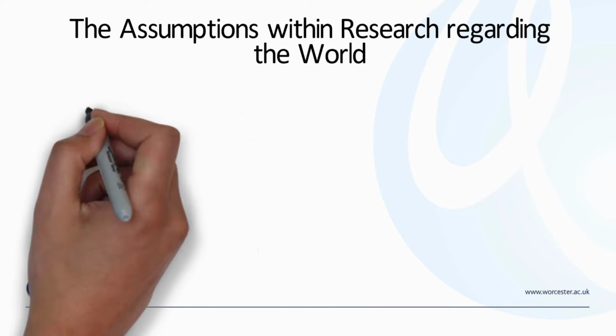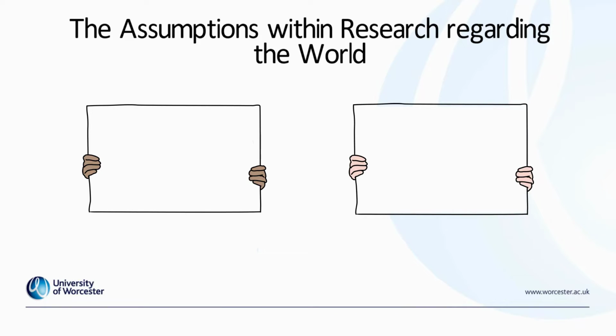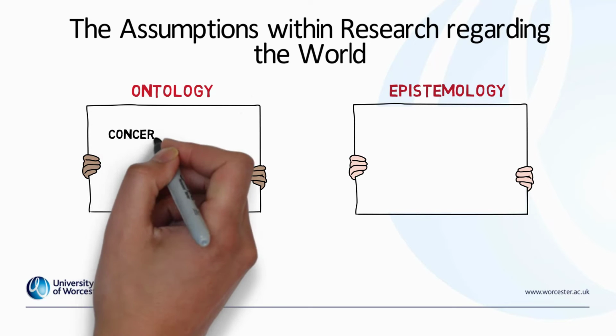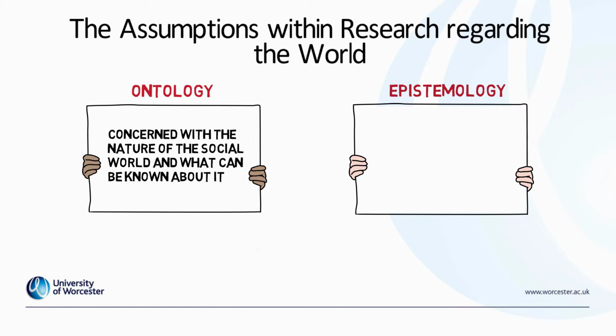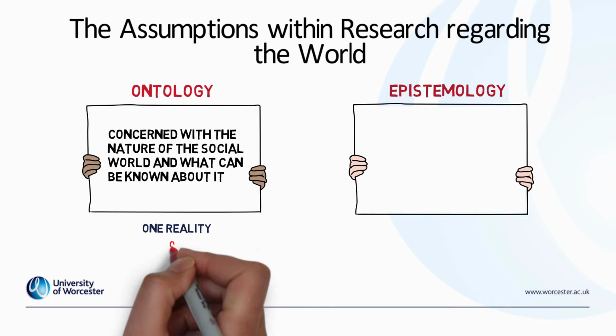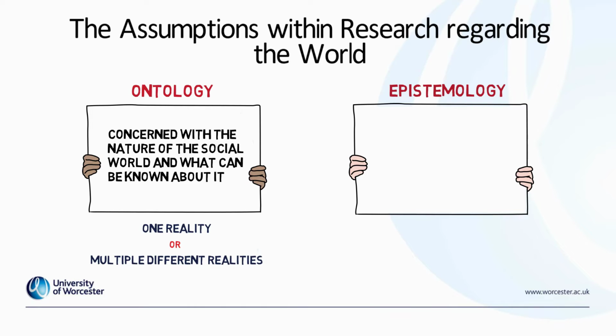So, when we're talking about the assumptions within research regarding the world, we can highlight these assumptions within two key terms. These are ontology and epistemology. Now, ontology is concerned with the nature of the social world and what can be known about it. So there are two opposing views within ontology. One is that there is one reality and there is one answer, whereas the opposing view is there are multiple different realities and different people experience different realities and might have different answers.